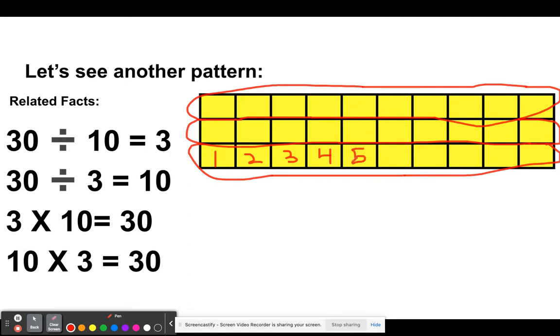So it looks like I have 1, 2, 3, 4, 5, 6, 7, 8, 9, 10. I have 10 rectangles in each of the 3 groups I just divided it into. So a related fact is 30 divided by 3 equals 10. So if I know 30 divided by 10 equals 3, I also know that 30 divided by 3 equals 10.